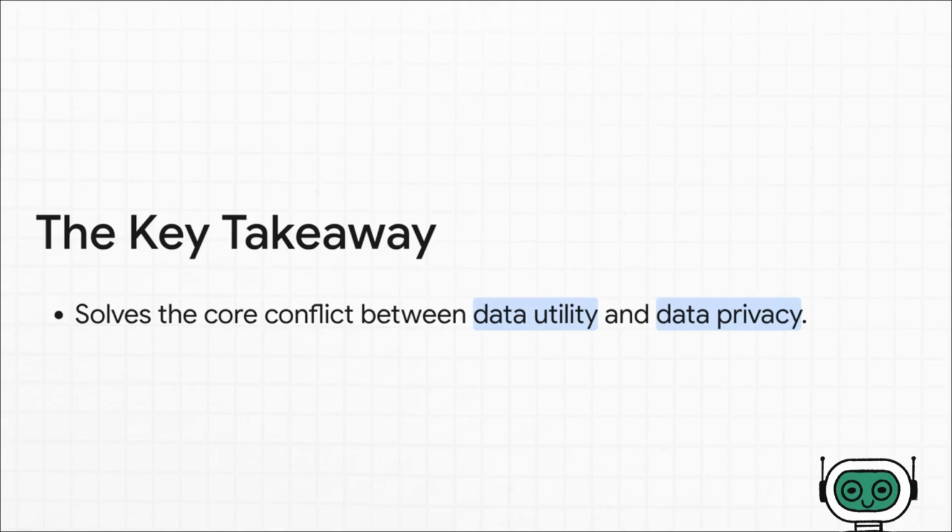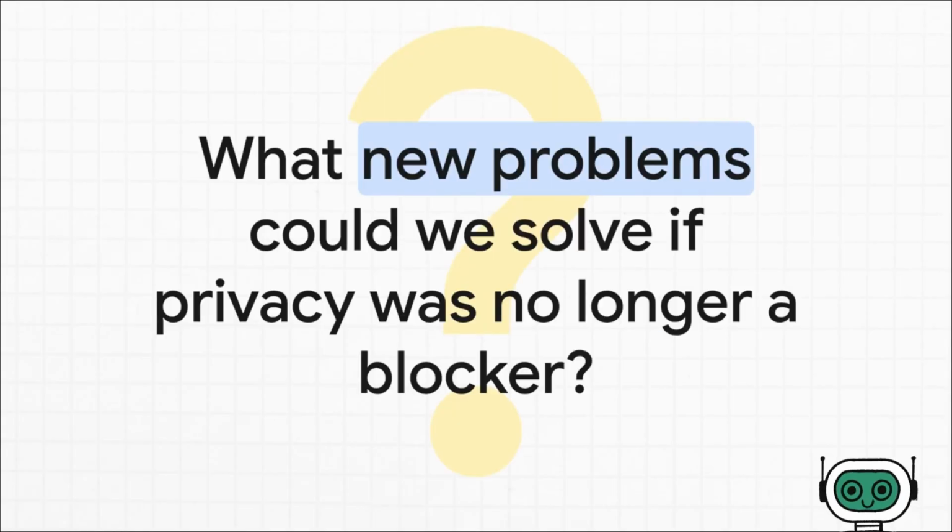And the key takeaway? Homomorphic encryption directly addresses that core conflict between data utility, the need to use data, and data privacy, the need to protect it. So I'll leave you with this question. What new problems could we finally solve if data privacy was no longer the main blocker to collaboration?